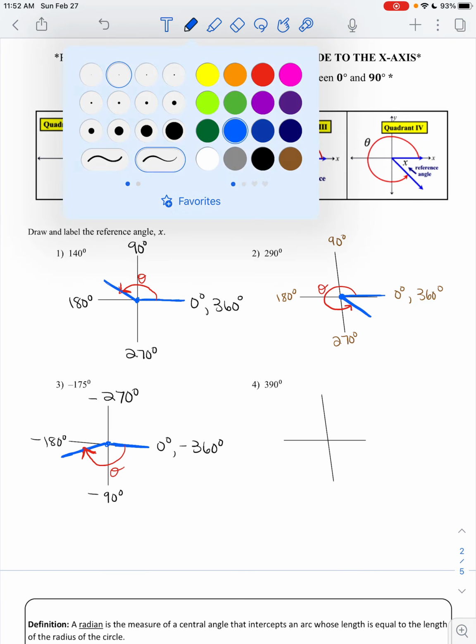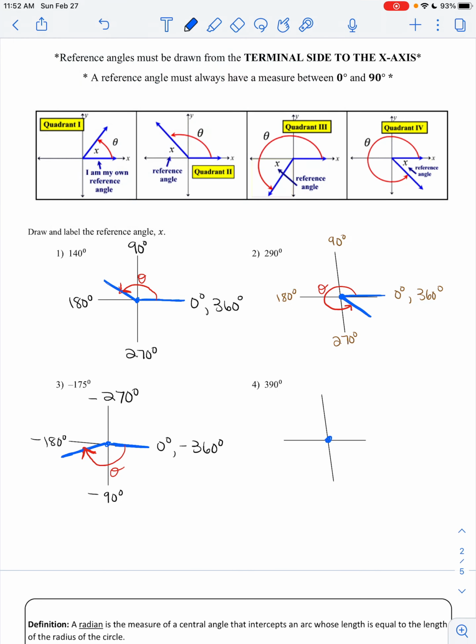And then our last one is 390, so that's more than 360. So we know we're going around our circle more than one time. So we have 0, 90, 180, 270, and 360. Okay, we're going counterclockwise because our angle is positive, so this would be 360. And then we have to go 30 more, so maybe somewhere over here. It's my terminal side. I'm going to label my angle theta.